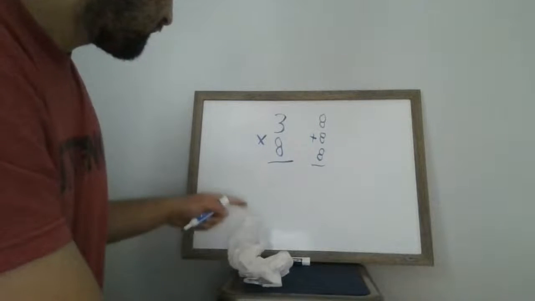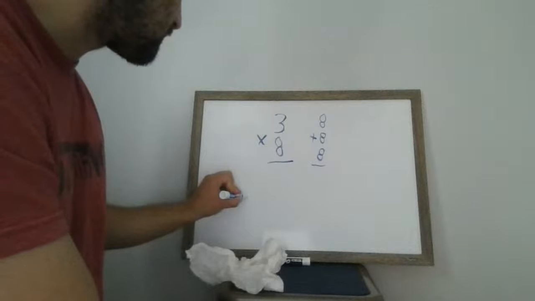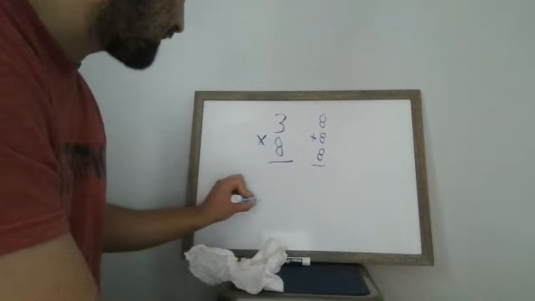So instead of drawing circles, I'm going to make 3 rows of X's. I'm going to make 8 X's in each row.